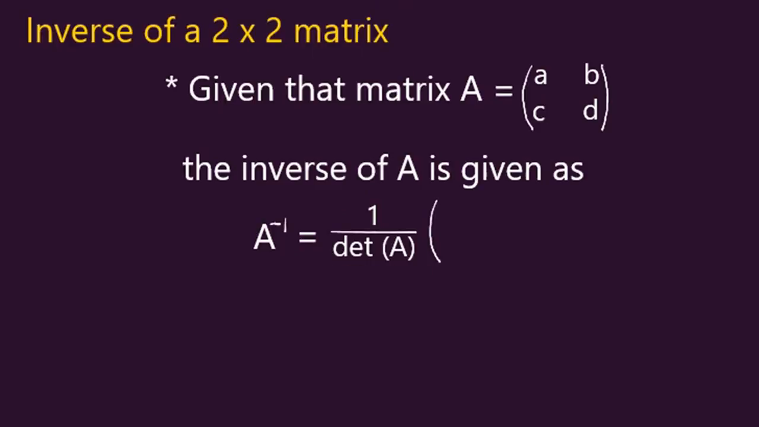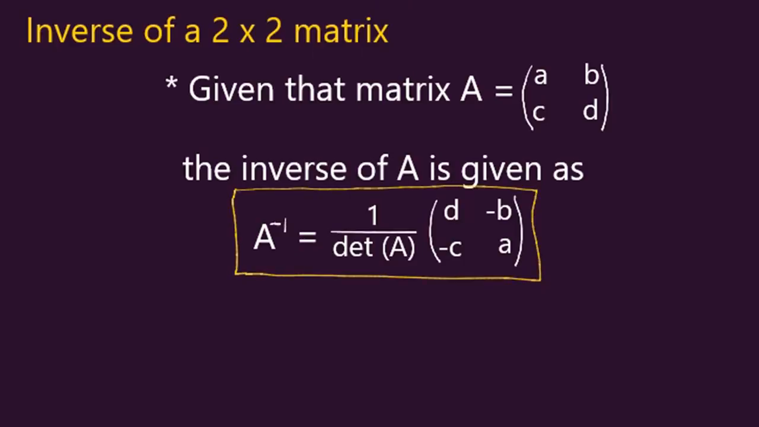This is a scalar multiplying a transformed matrix A. In this case, we transform matrix A such that a and d will switch positions. So we'll be having d in place of a and a in place of d. And b and c will change signs. So we'll be having minus b, minus c right there. What we will now be having right here is what we call the inverse of our matrix A.